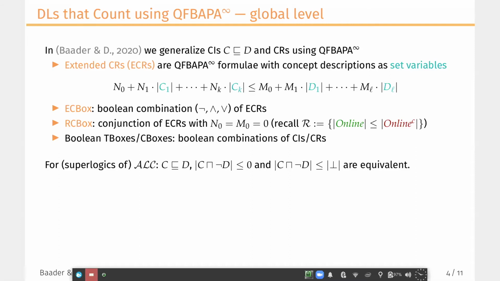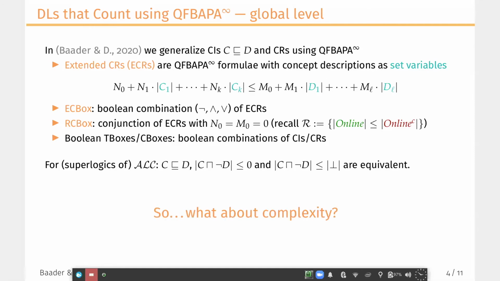It has to be noticed that indeed, for superlogics of ALC, EC boxes or extended cardinality restrictions actually generalize both concept inclusions and CRs. In particular, here I showed how we can generalize a CI.